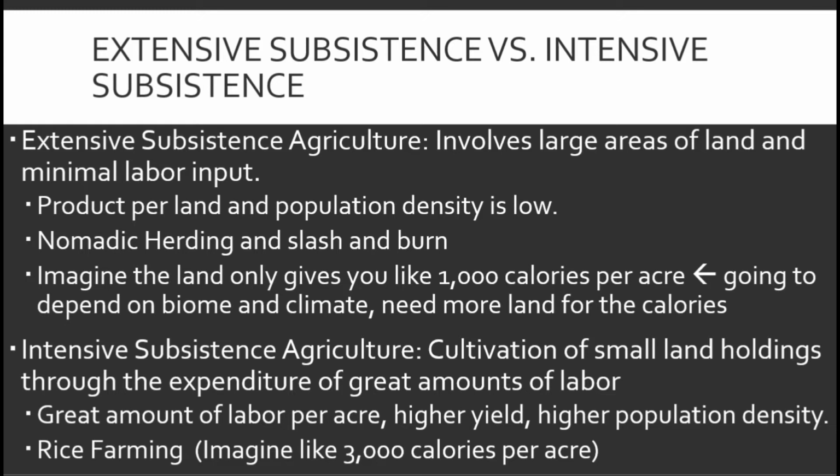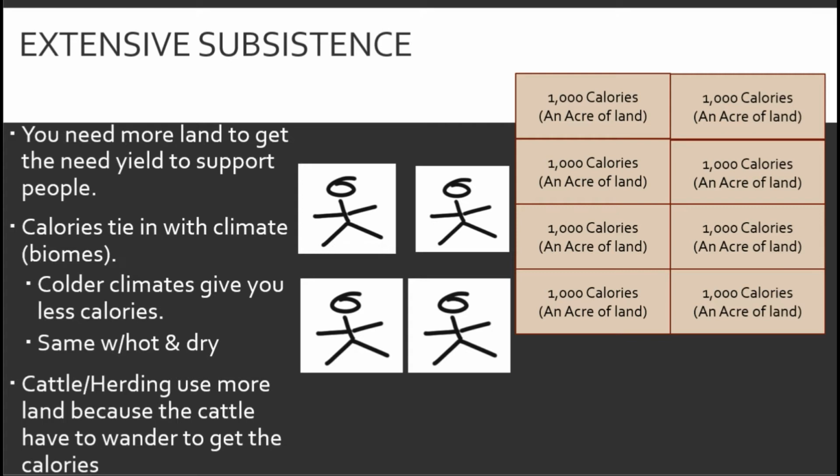Intensive subsistence agriculture means that you have a much higher calorie output and it can support higher numbers of people. I made the little graphic again, and we still have 8 acres of land. I know that each acre is going to give me 1,000 calories. Remember, if 2,000 calories are needed to support a single person, then with this type of agriculture the most people I can support in that area is 4. Usually colder climates and cattle herding all fall under extensive subsistence. It's extensive amounts of land. That's how you need to think of it.